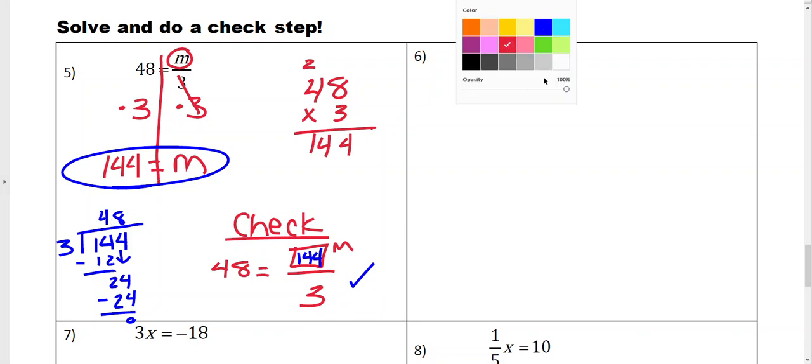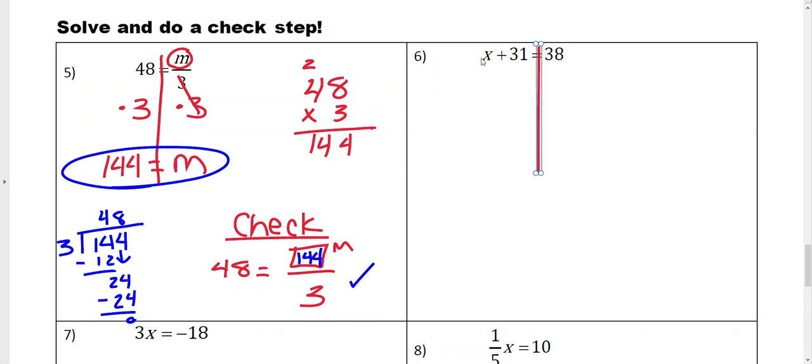All right, looking at the next one. I have x plus 31 is equal to 38, so I need to do the opposite operation there. I need to undo that addition, so I'm going to do subtraction with 31. This one cancels, like 0 pair out, so I get x is equal to, and then 38 minus 31 would be 7.